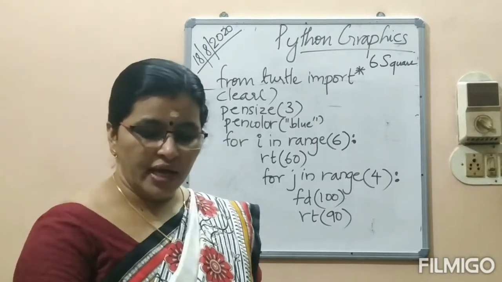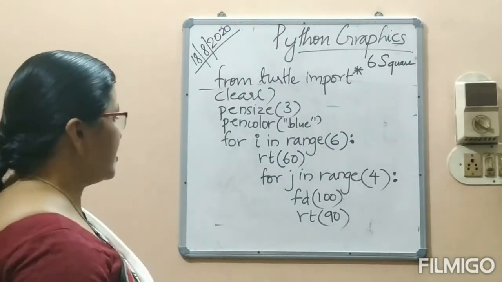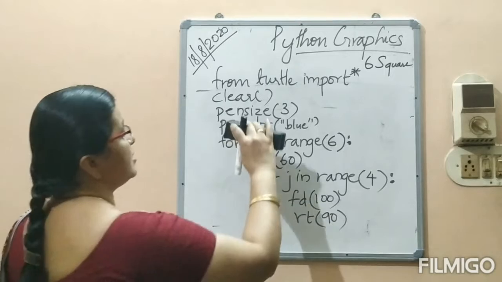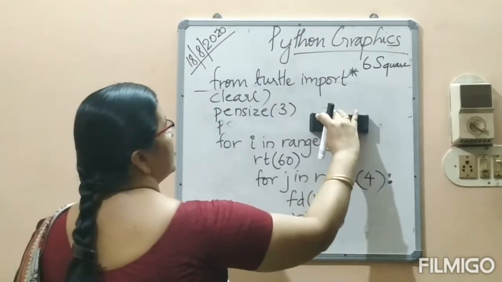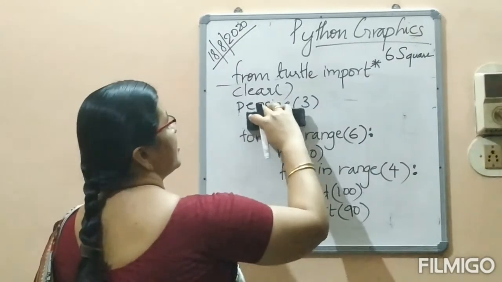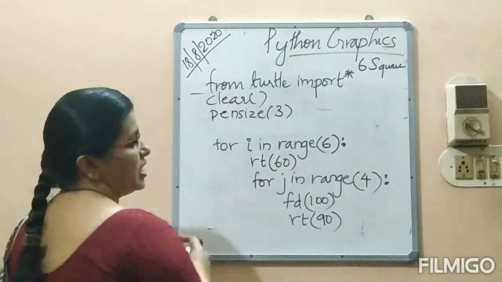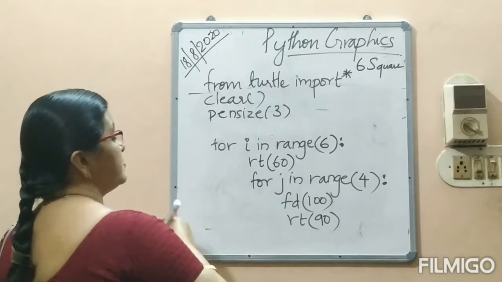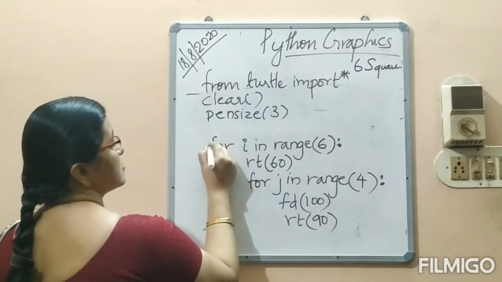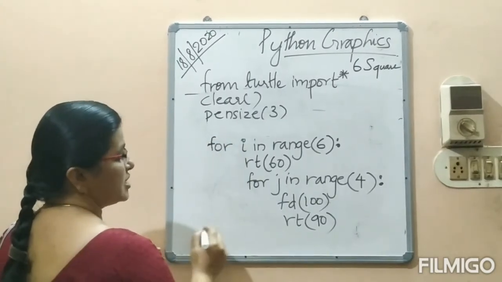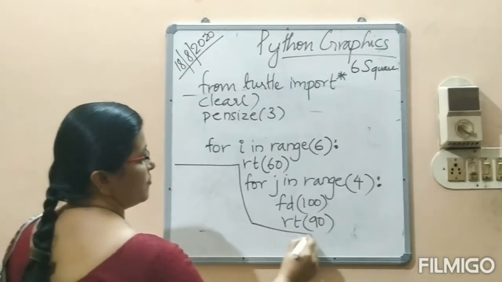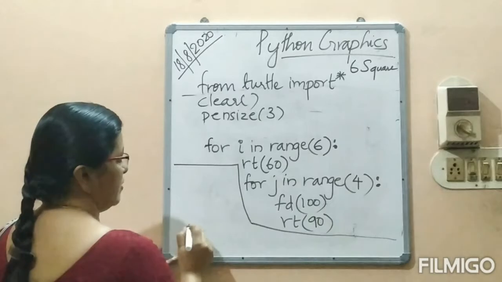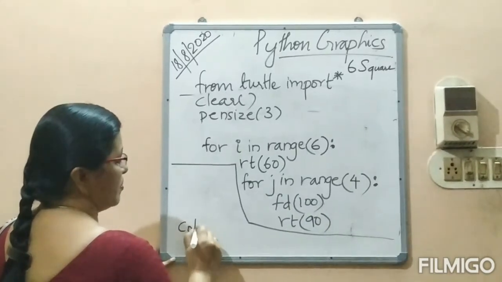For doing that, we have to learn a command. That is, I am removing this blue color. Pen color I am removing. We are learning a new thing. That is the command color. See, we are learning the command color.